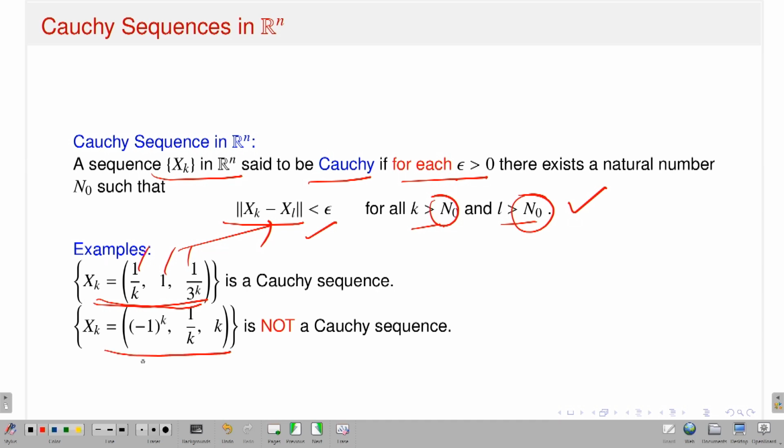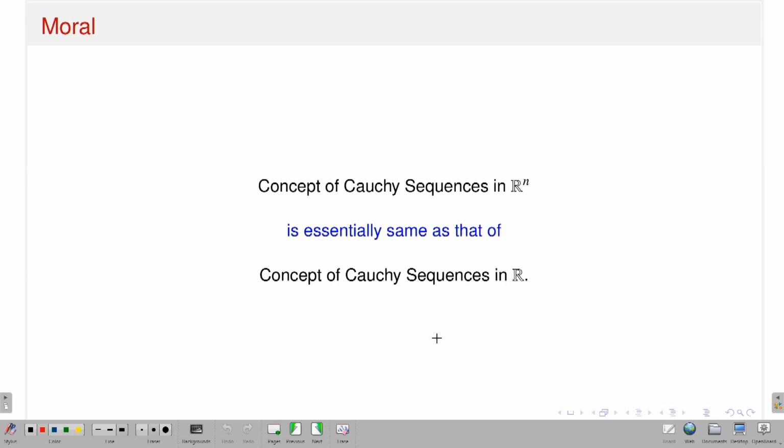What about this one? Again, what are the component sequences? One component sequence is minus 1 to the power k, another is 1 by k, and this one is k. This last one is not a convergent sequence, so it is not a Cauchy sequence. Therefore the full sequence capital X_k is not a Cauchy sequence in R^3. So there is a relation between the Cauchy sequence x_k in R^n and the Cauchy property of the component sequences in R. What is the moral?